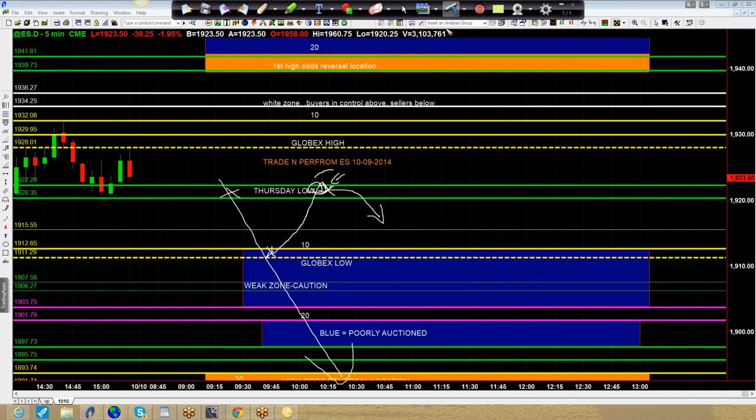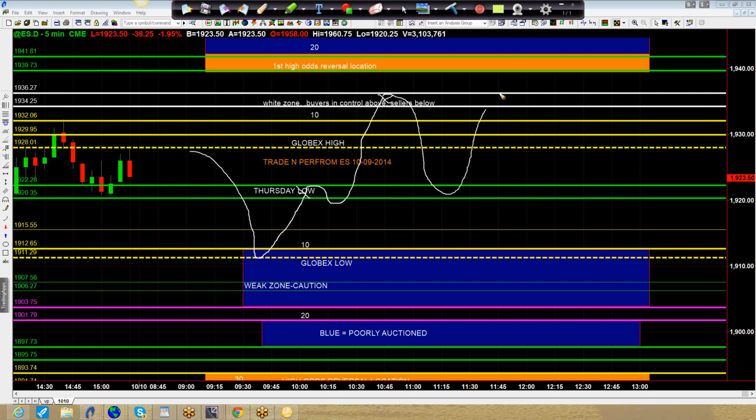Okay, I'm expecting balance. So that being said, if I can get a location down here for a move back to the upside, I will be hesitant outside of a quick scalp at Tuesday's low to push. My guess is that we would push back into Globex high and possibly back up into the white zone, and that we could balance between there, and then afternoon is a wild card, either up or down.